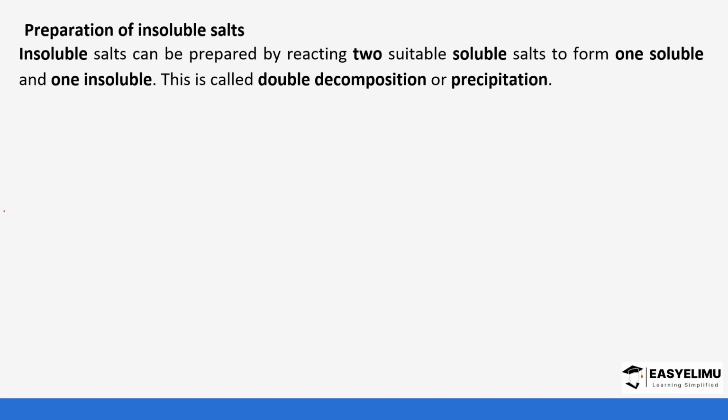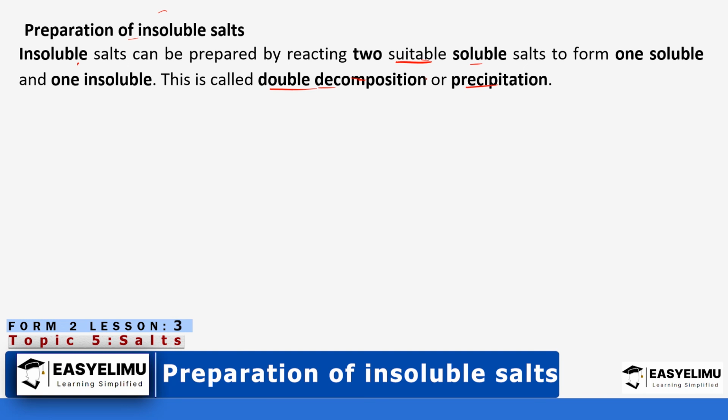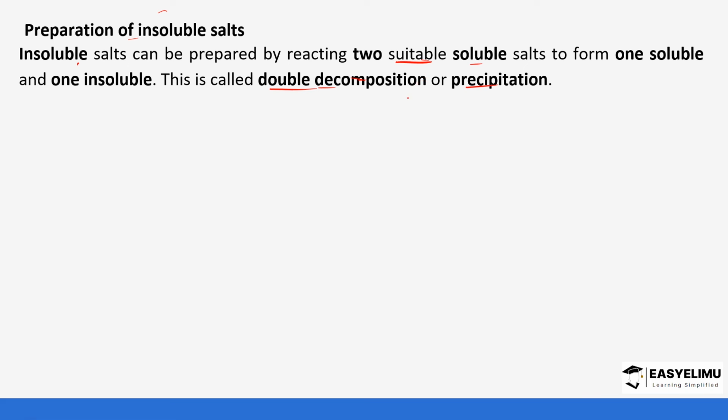Insoluble salts are usually prepared by a process called double decomposition. It's also referred to as double precipitation. Both of them mean the same. This is done when we react two suitable soluble salts to form one soluble and one insoluble salt. The key word there is suitable. It needs to be the correct type of soluble salt. You're going to see later how we choose the suitable soluble salt.